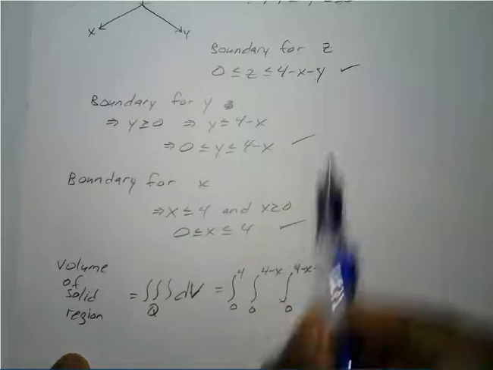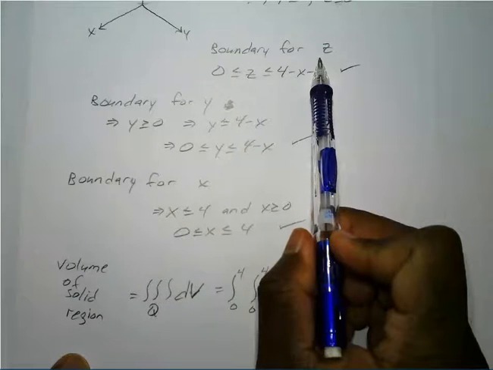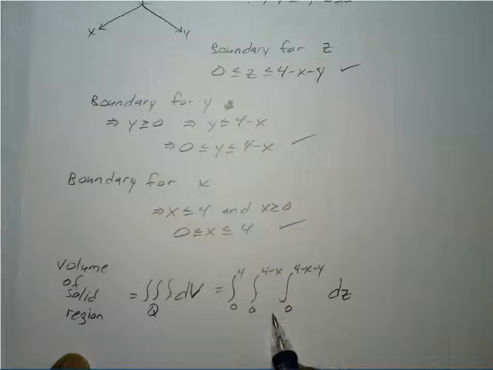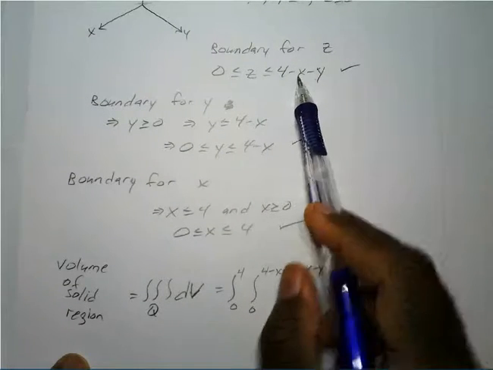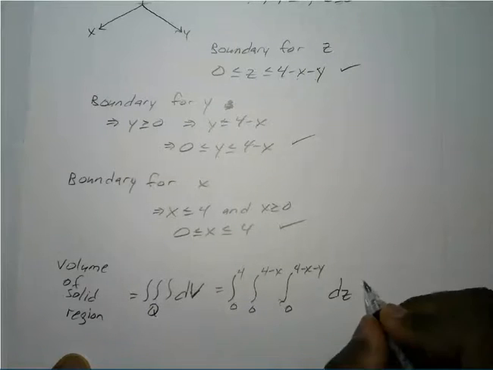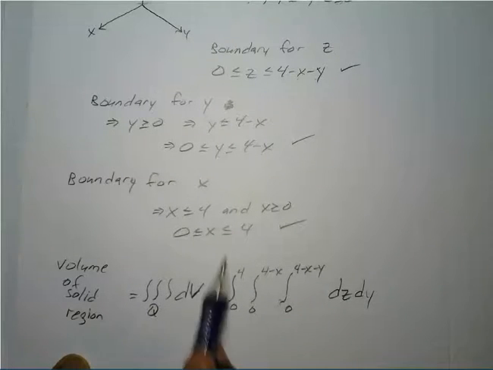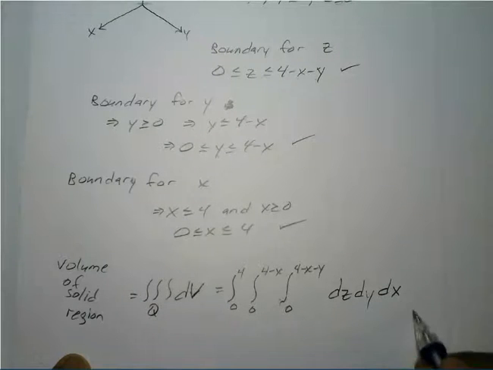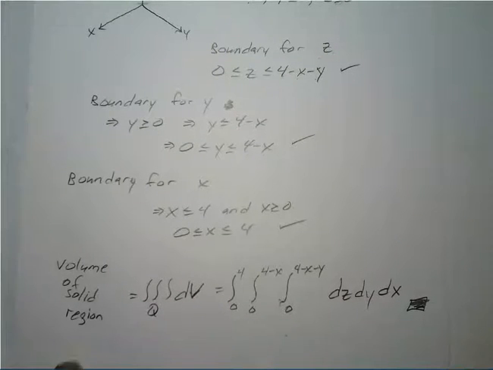Now, remember when you have your integral, that's the boundary for z. So that means your dz is going to have to go first, because remember, we're solving from the inside out. So the dz goes first since that's the boundary you use, which means the dy goes second since that's the second boundary, and the dx goes last since that's the boundary on the outside. Okay, so we have our setup for our triple integral.